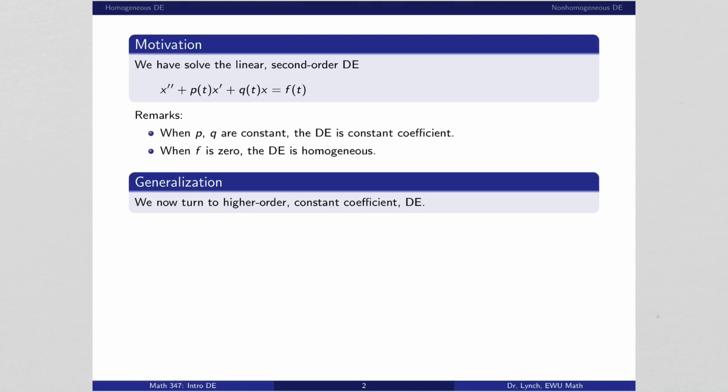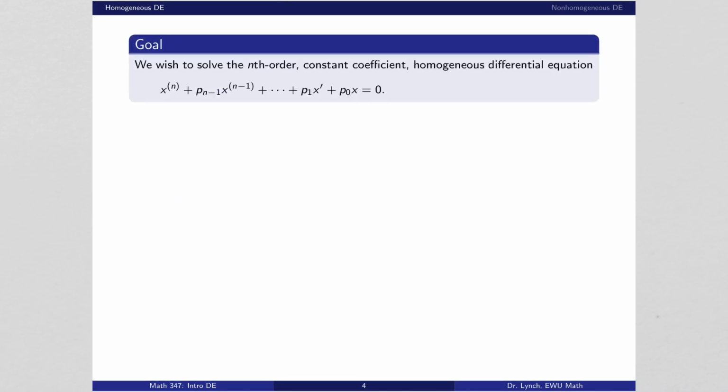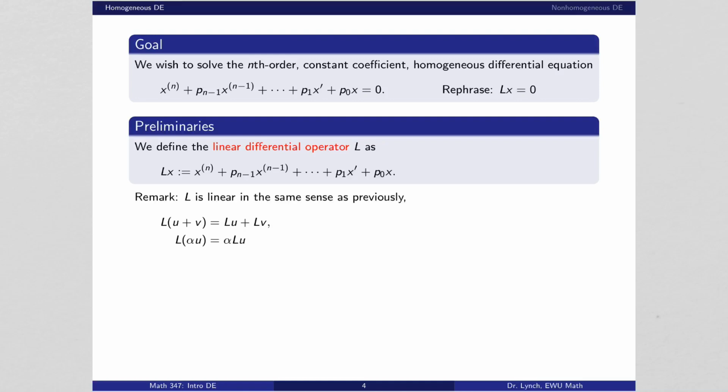Okay, a few expectations first on these homogeneous constant coefficient differential equations. We'll first reframe our differential equation as an nth order equation. So here's an nth order constant coefficient homogeneous differential equation. Again, notation: the parentheses indicate an nth or n minus first derivative. As you might imagine, we can rephrase our differential equation as Lx equals 0, defining the linear differential operator Lx as the nth derivative plus some constant times the n minus first derivative, and so on, down to some constant p0 times the 0th derivative.